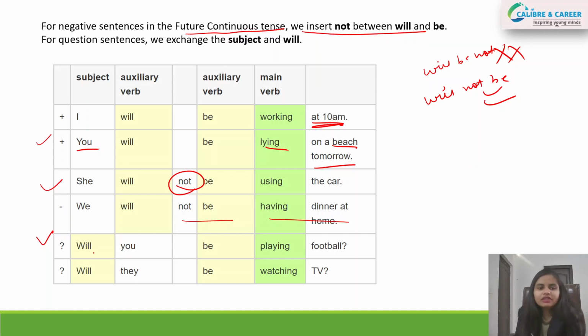In question, what will you say? Will you be playing football, or will they be watching TV? That means after your auxiliary verb, you use the subject and then you use your verb be.